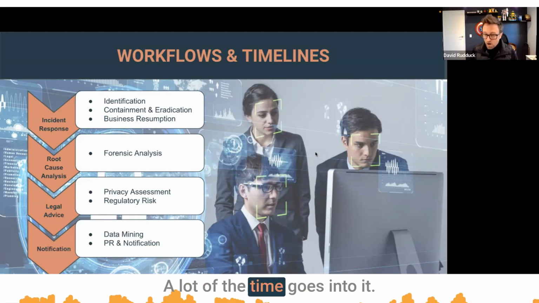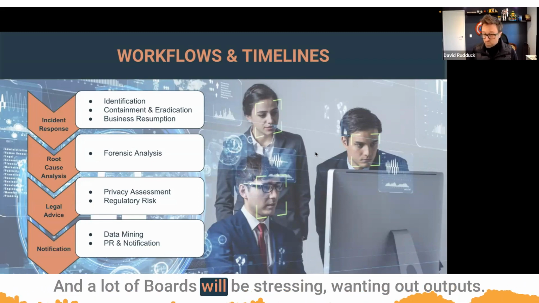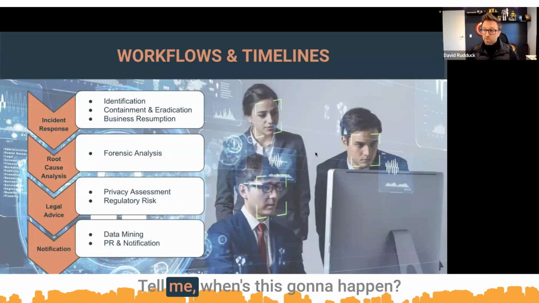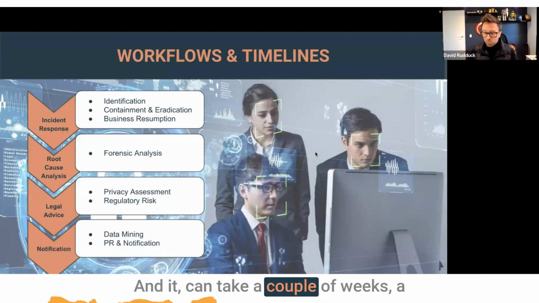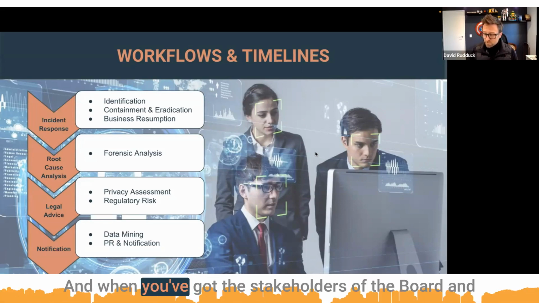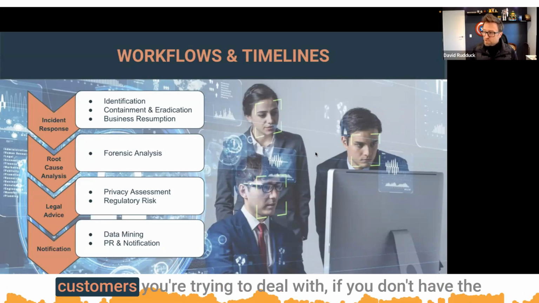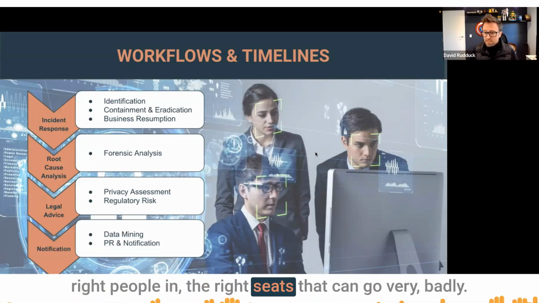A lot of the time goes into it. It's not something that just happens overnight. And a lot of boards will be stressing, wanting outputs. Tell me when's this going to happen? Can you give us updates? And it can take a couple of weeks, a couple of months to get to that position. And when you've got the stakeholders of the board and customers you're trying to deal with, if you don't have the right people in the right seats, that can go very badly.